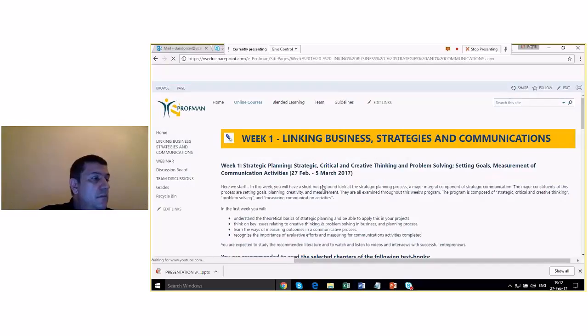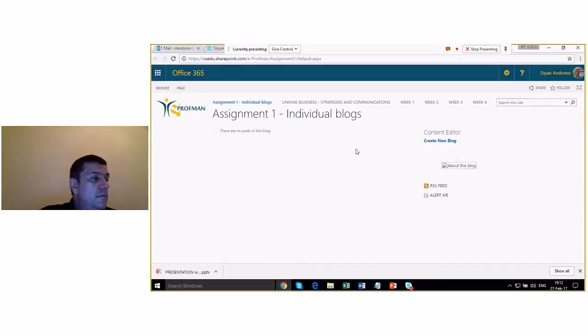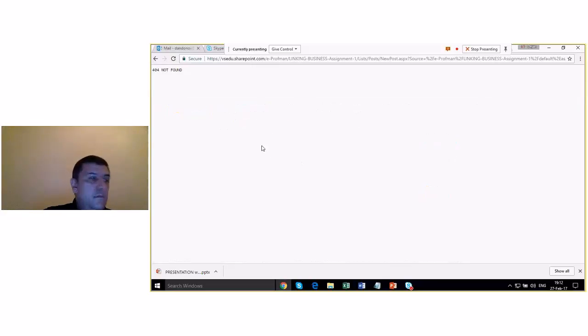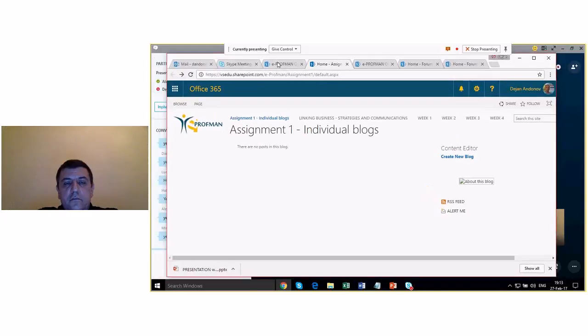In the week 1 example, at the bottom of the page there is submit assignment 1. Since the assignment is created in individual blocks, you should click here on create new block and write your assignment here. Now there is some technical problem, we will check it, but it is the same as in the forum. You should write the title and the body of your text, so the professor can easily give feedback and comment on your blog.